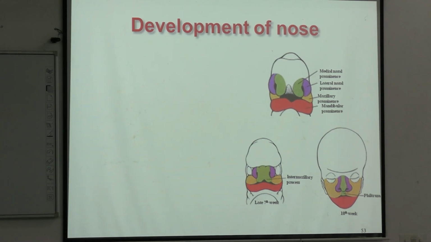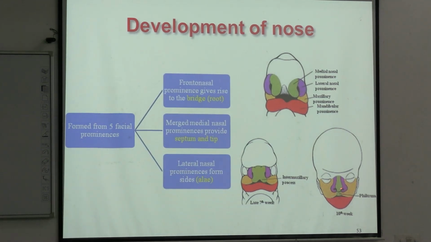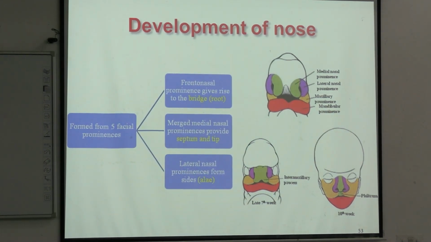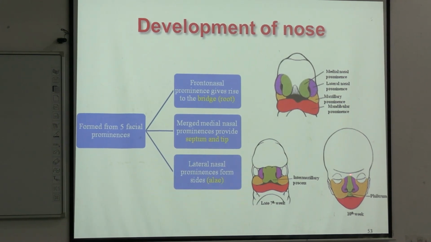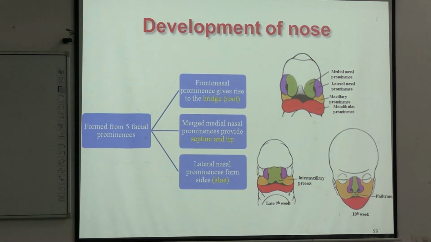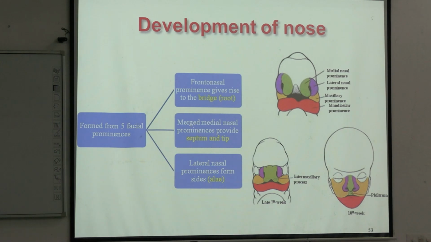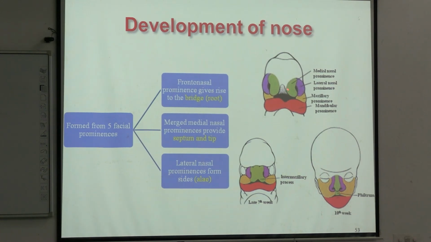Now, the nose has a few parts. The part of the nose where it touches the forehead, we call the root of the nose. The part touching this point, we call the tip of the nose, and in between we have the body of the nose. The root of the nose forms from the frontonasal or frontal process. Then the medial nasal prominences, right side and left side, unite together and form the rest of the nose from the root to the tip, as well as the septum.